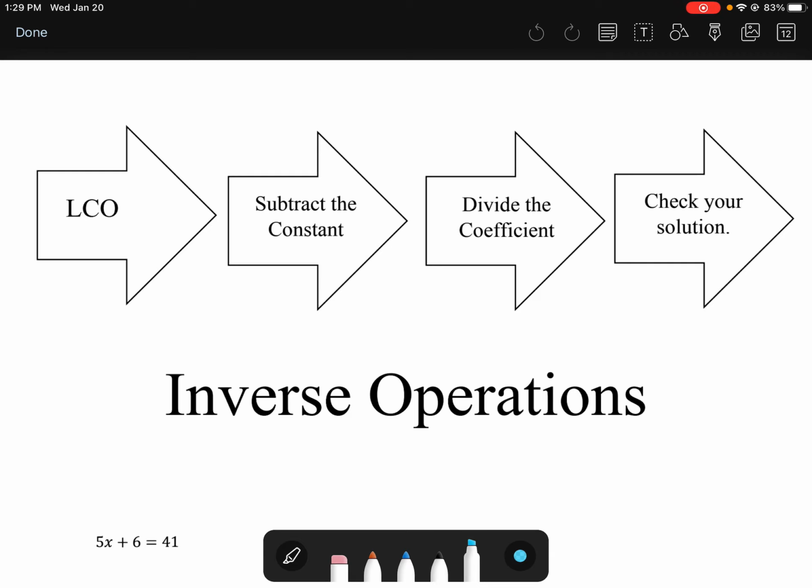We're going to review two-step equations. So again, we're just following these 4 steps on the screen right now. There's LCO, so if you ever see a problem that's subtracting something, you can change it to an addition and then just take the opposite of the number behind it.